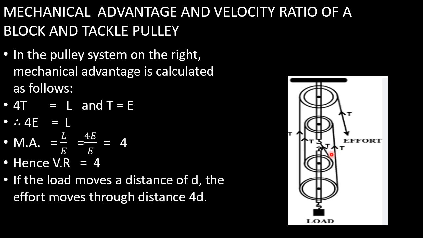So here we have 1, 2, 3, 4. So this 4 is coming from the number of sections. So we are saying if the load moves a distance of d meters, then the effort moves through a distance of 4d, thereby increasing the mechanical advantage of the machine.